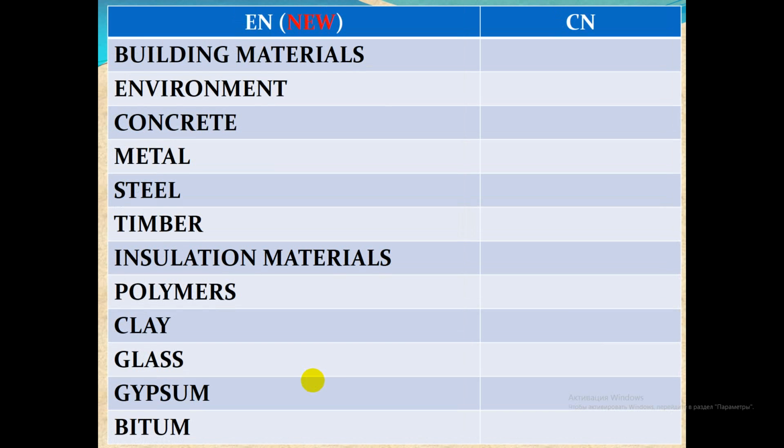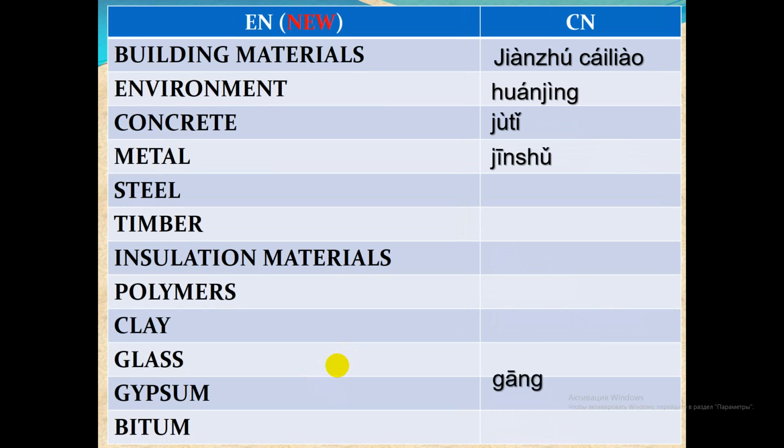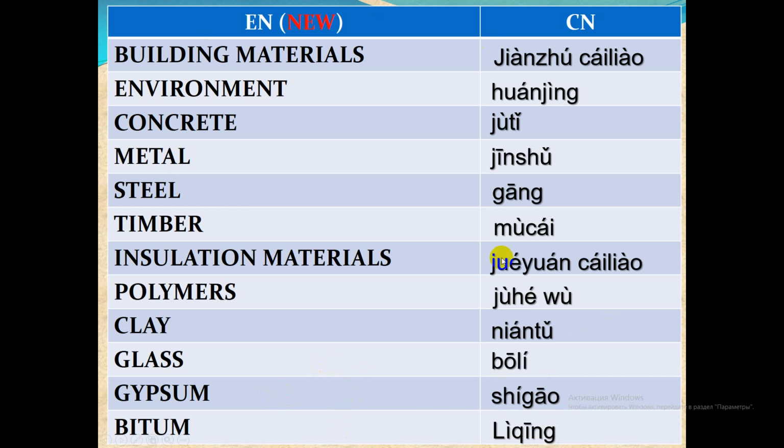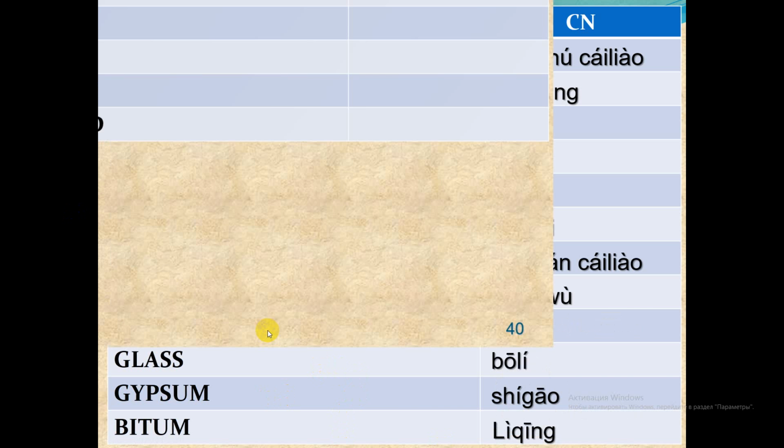Glossary: building materials, environment, concrete, metal, steel, timber, insulation material, polymers, clay, glass, gypsum, and bitumen. So you understand all these words.